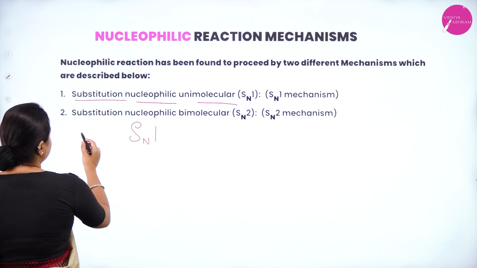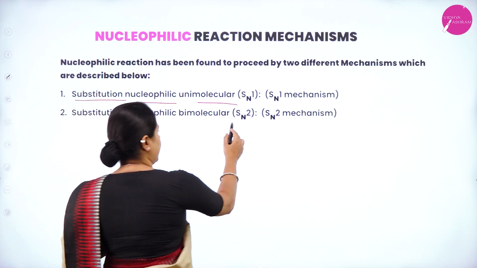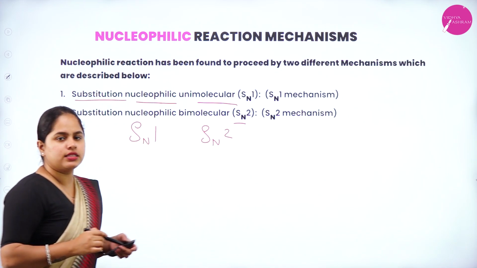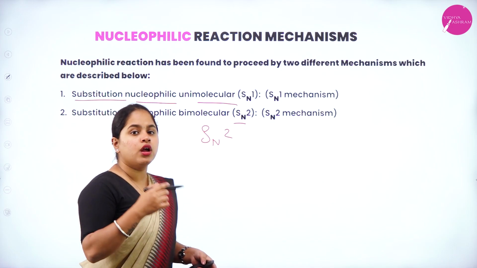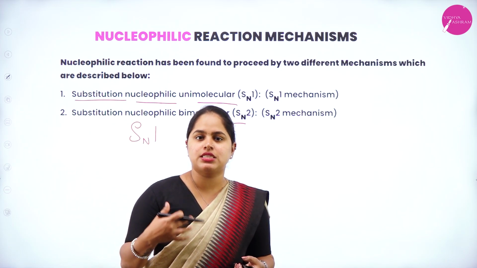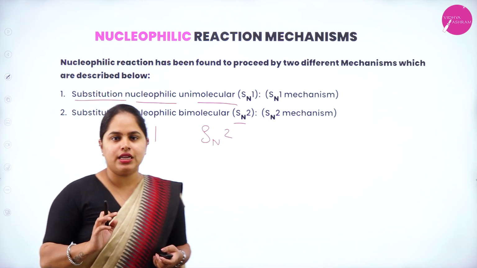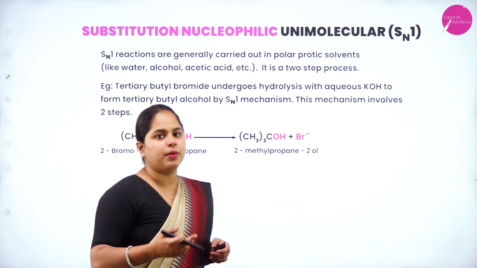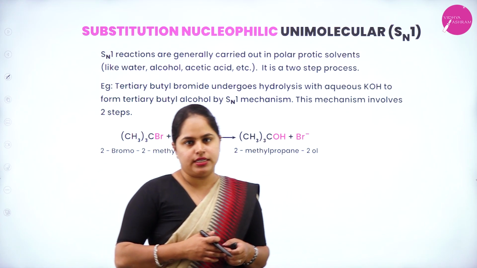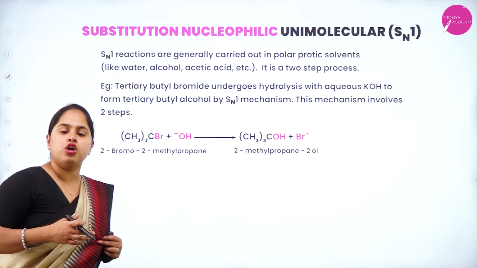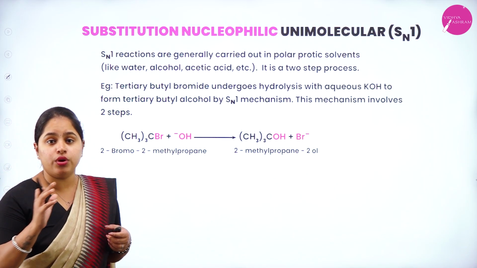Next one is substitution nucleophilic bimolecular, SN2. Again here S stands for substitution, N stands for nucleophilic, 2 stands for bimolecular, or the order will be 2. That is, it is a second order reaction. In detail, let us begin with the SN1 reaction and the mechanism. Again, SN1 stands for substitution nucleophilic unimolecular.